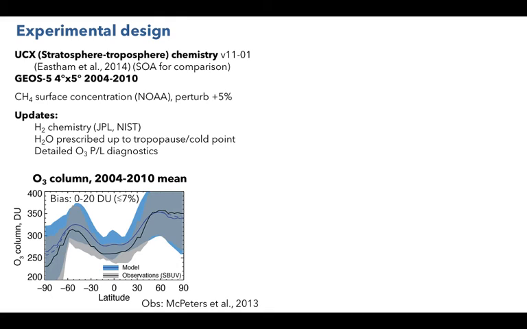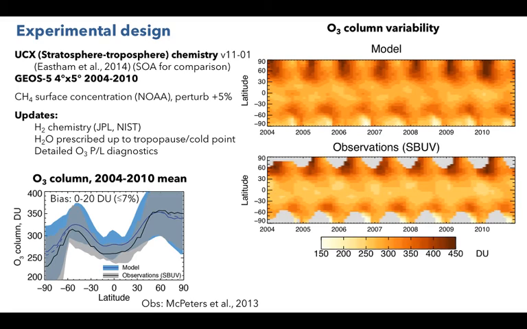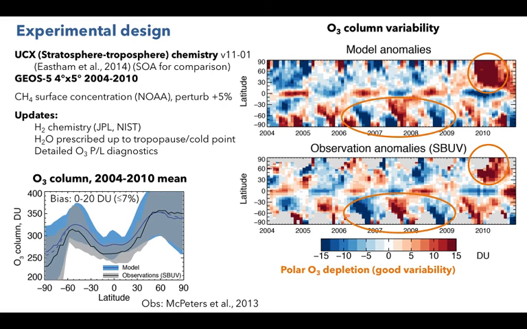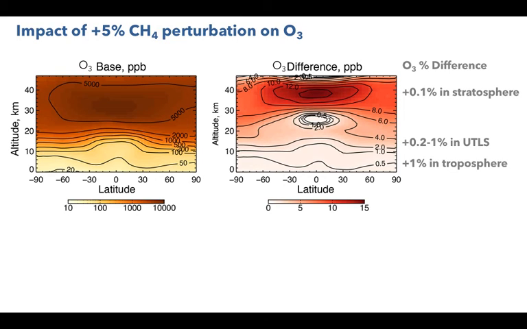It's 10 to 20 Dobson units higher than observations. A little less than 7% bias. Here is a time series from 2004 to 2010, from the South Pole to the North Pole. Model at the top and observations are very similar, but we can see things better if we look at anomalies. And here we see a lot of encouraging things. For example, in the polar regions, the years with high and low polar stratospheric ozone loss correspond in the model and observations. If we look at the tropics, the QBO has about the right magnitude and period, but there seems to be a phase shift, which I don't have an explanation for, but it's an interesting discrepancy.